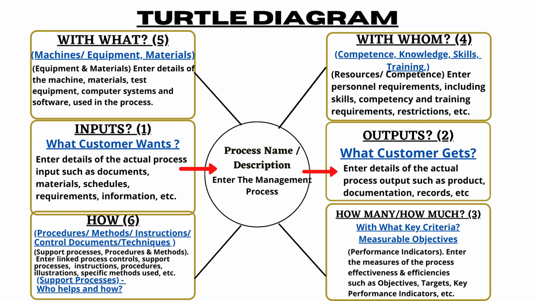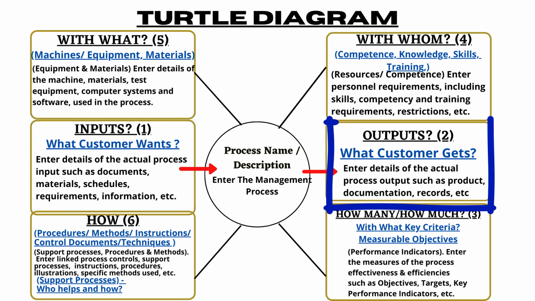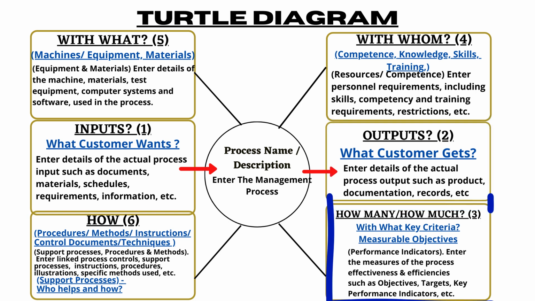The first element of the turtle diagram is inputs. In this section, we must enter details of actual process inputs such as documents, materials, schedules, requirements, information, etc. The second section is output. Enter details of actual process output such as product, documentation, records, etc. at this element. The third element is how many or how much. Enter the process effectiveness and efficiency details such as objectives, targets, key performance indicators, etc. in this element.